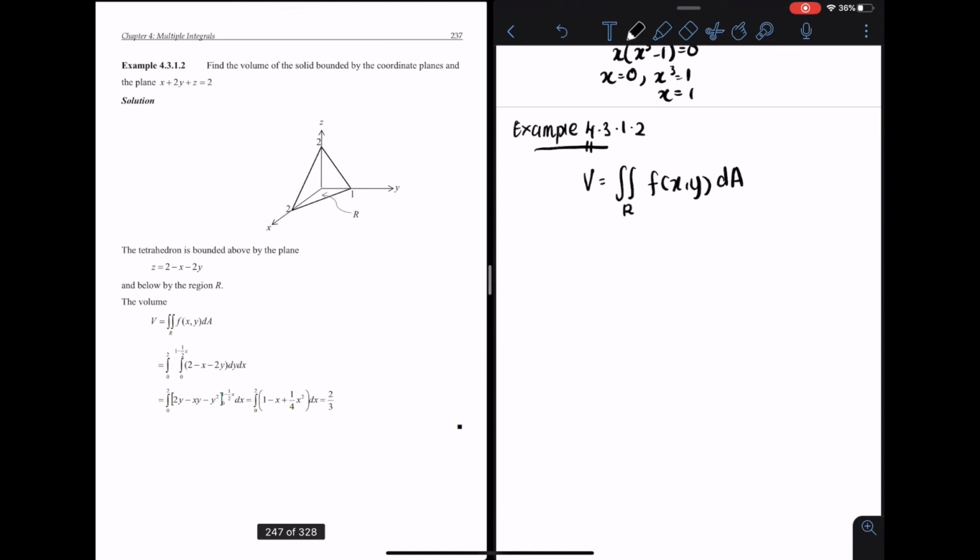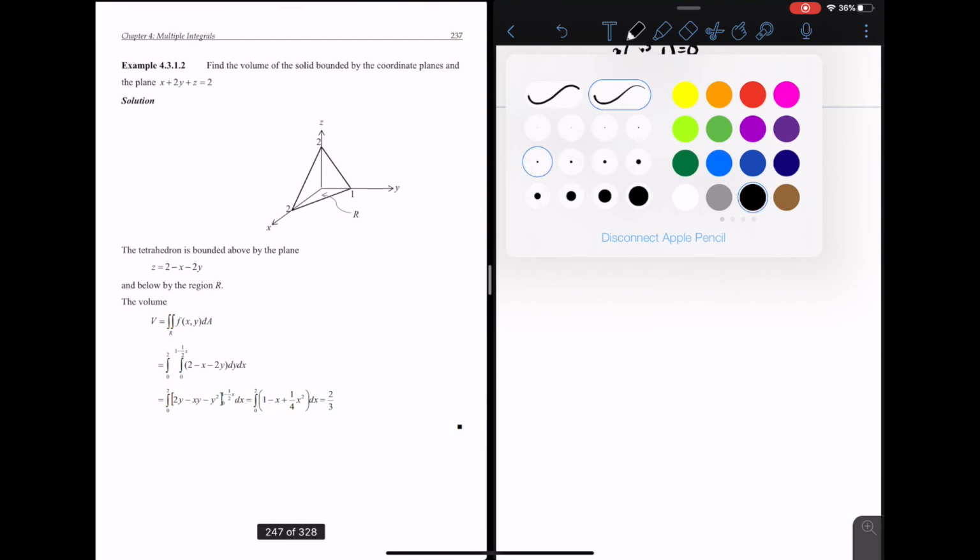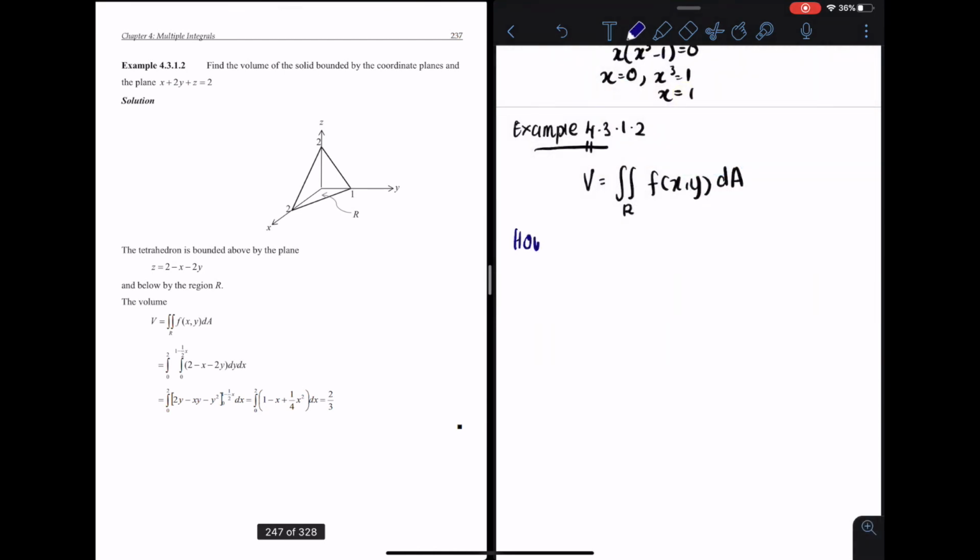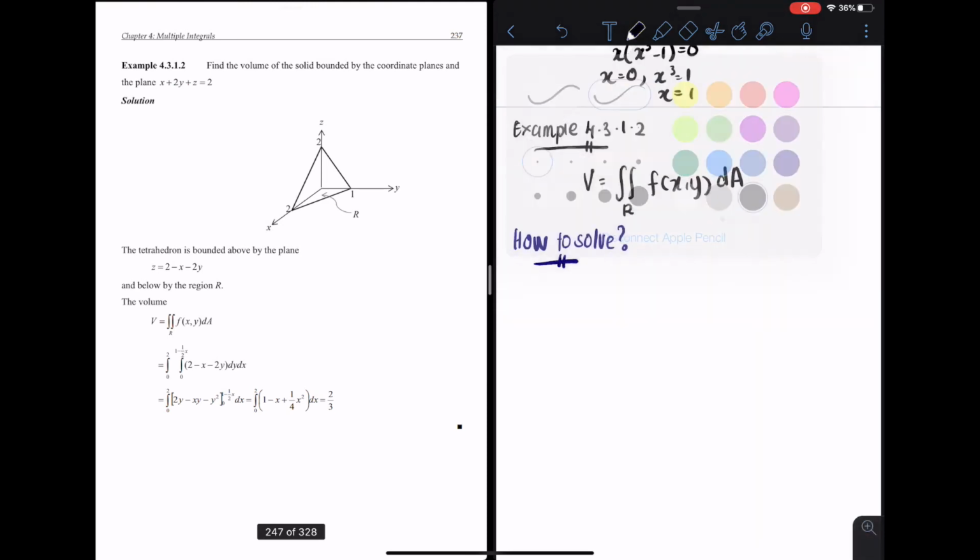So right now, when you have this kind of question, what should I do? I have to determine my function f(x,y) first. So let me write something. Okay, how to solve. So right now you have to determine your function f(x,y). Your function f(x,y) is actually a function of z written in terms of variable x and variable y.